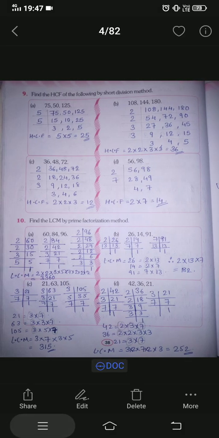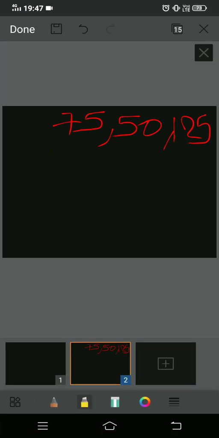So simple, it is like that only. You have been provided with three numbers, 75, 50 and 125. You have to find one number by which all these numbers are divisible. For example, if you are taking number 2, you need to check if 75, 50 and 125 are divisible by 2 or not.